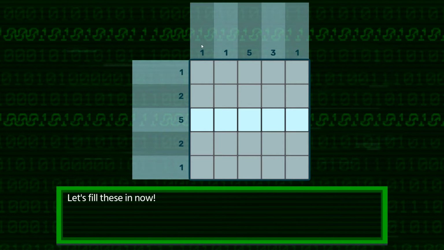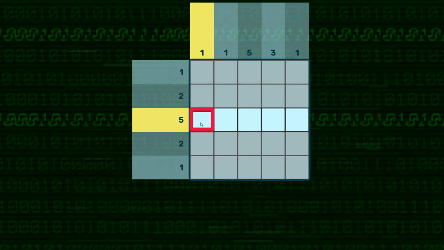So you see here you've got vertical and horizontal lines. In each of those, on the side of them, it tells you how many of the squares need to be filled. So as the tutorial said, it says 5 here, so this row needs to be completely filled up.